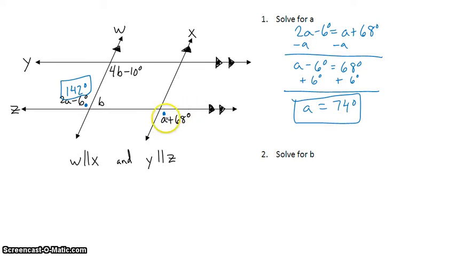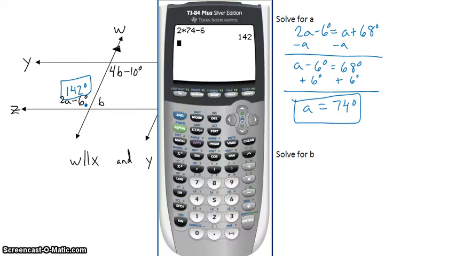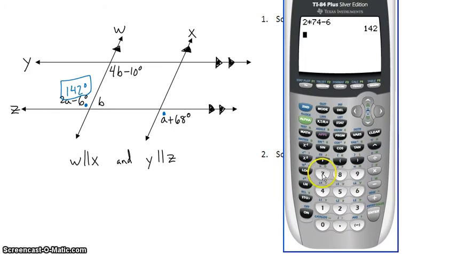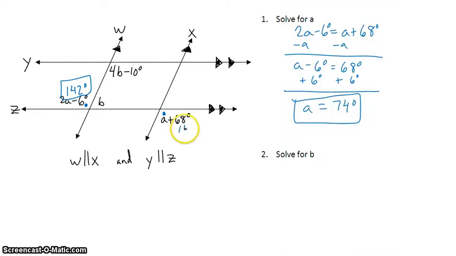To figure out this angle, it's A plus 68. So I'm going to take 74 and add 68. If you notice, I get the same answer both times. Plugging my value for A back into my angles is a great way to check my answers.